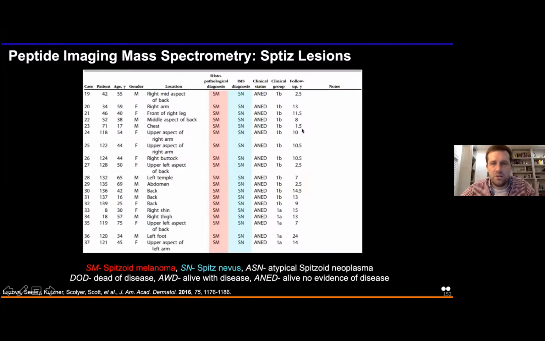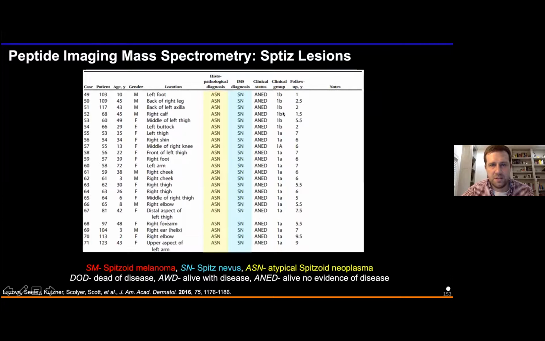And then there are cases where the imaging mass spectrometry analysis disagrees with the histopathological diagnosis. So here you can see that the pathologist said that this lesion was a melanoma. The IMS said that this was a benign Spitz nevus, and the clinical status actually backs up the mass spectrometry diagnosis. So it shows better accuracy. Each of these individuals was alive with no evidence of disease, even up to several decades past the initial diagnosis.